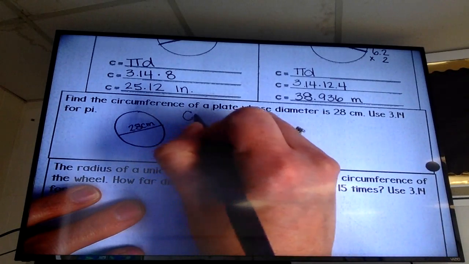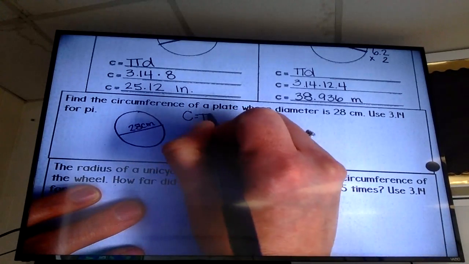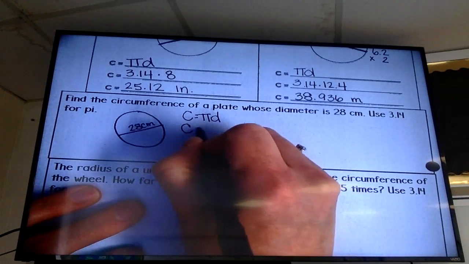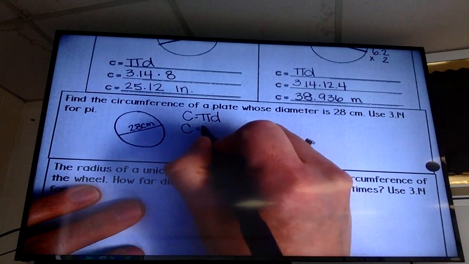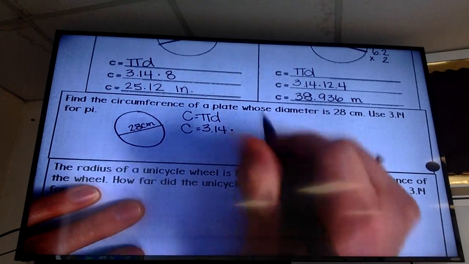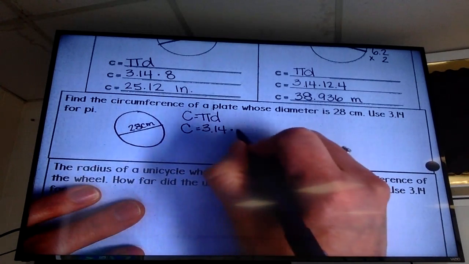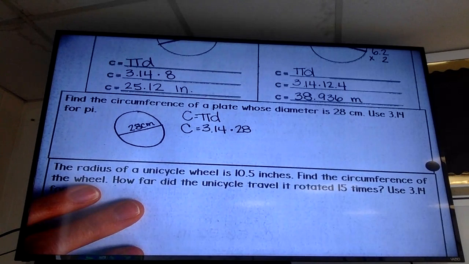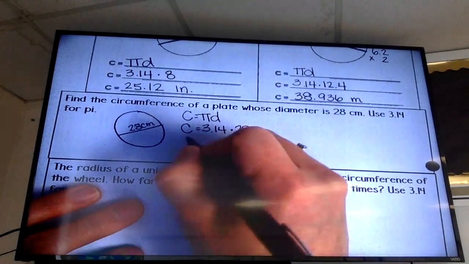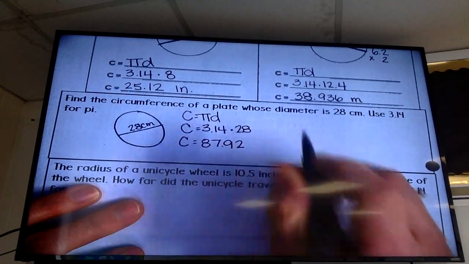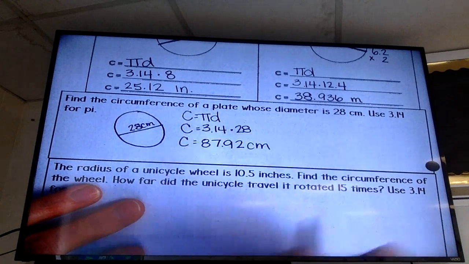So I'm going to say circumference equals pi times diameter. That way it gets stuck in my head. Circumference then equals, it says to use 3.14, so that's what we're going to use, times diameter. And that's what I was given. I was given the diameter all the way across, so times 28. So I'm going to say 3.14 times 28. My circumference is 87 and 92/100 centimeters.